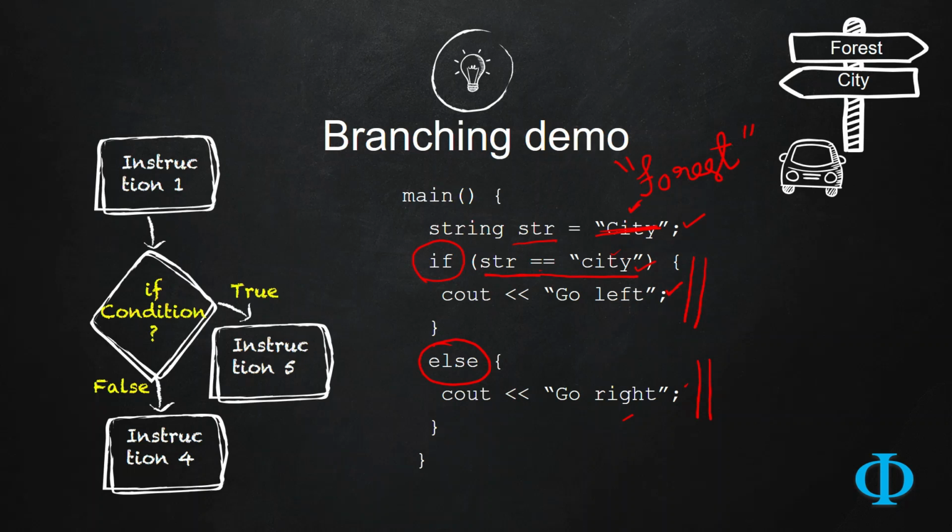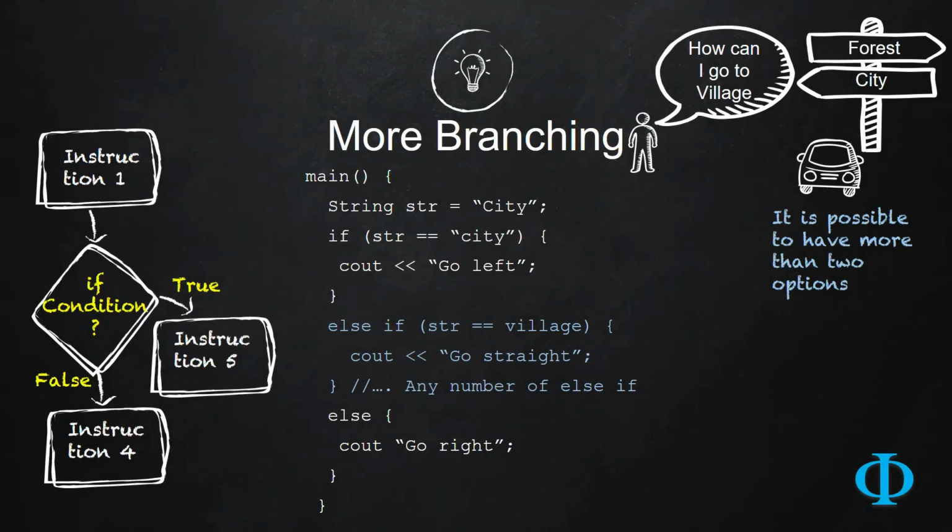We will clarify the concept with a demo in the next video, but before that, let us analyze another scenario. It is not always possible to have only two options. It is very frequent that you have to select between two or more, three or more different options. Then how can you program it in C++? Is it possible? Well, of course it is possible. And in order to facilitate that, C++ has something called else if.